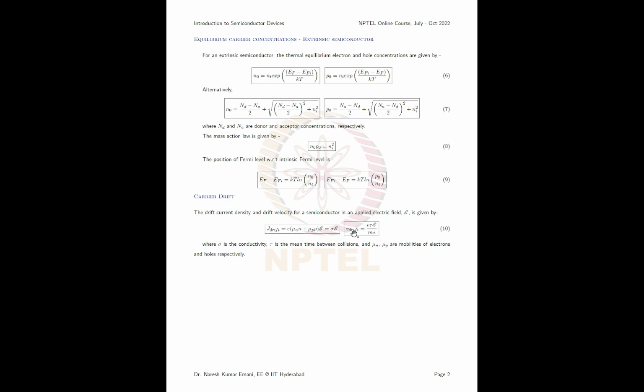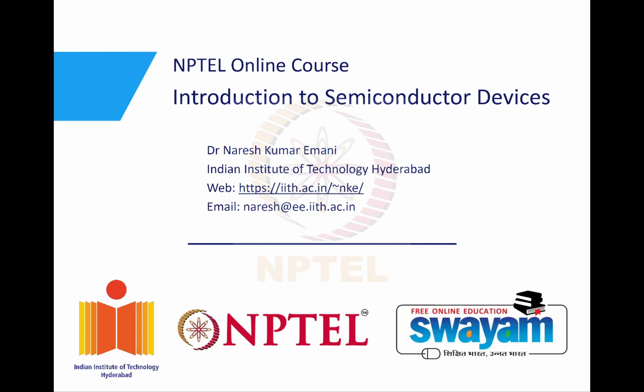Similarly, you can calculate drift velocity as e tau epsilon by m star, where e is the charge on an electron, which is 1.6 × 10⁻19 coulombs. Tau is your mean time between collisions. So higher tau means higher drift velocity, and that would mean a higher mobility and higher current. So these were basic things that you need to remember.